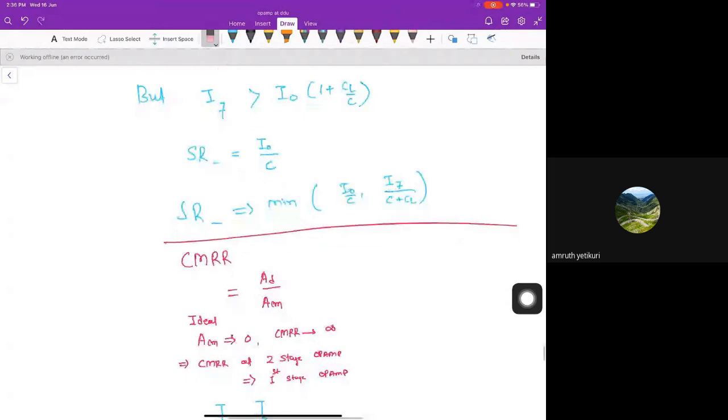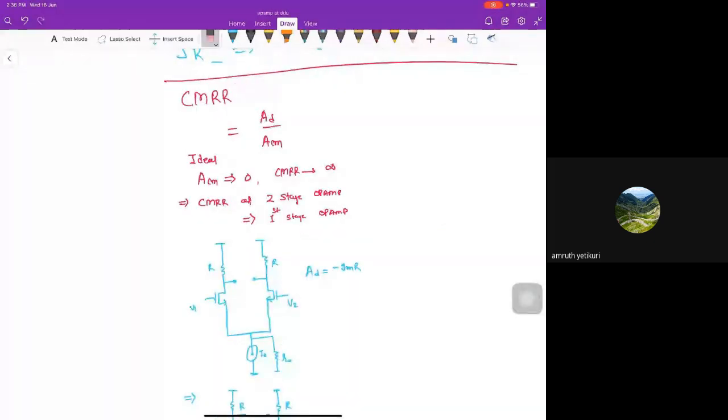Now, the common mode rejection ratio. Let's discuss this. The CMRR is the differential gain divided by the common mode gain. Ideally, we don't want the input common mode signal to be amplified and go to the output. We need the common mode gain to be as low as possible, which means the CMRR should be high. Basically, the CMRR of the two-stage op-amp is the CMRR of the first-stage op-amp itself, because the common mode signal comes from the differential signal, which is at the first stage. We already know the differential gain is minus gm times R.